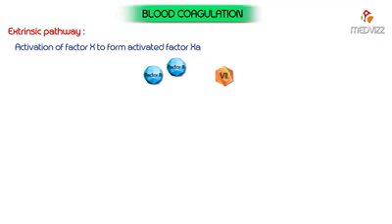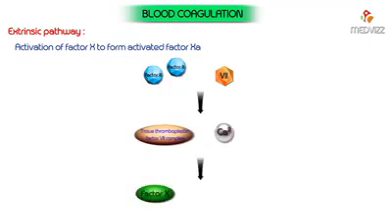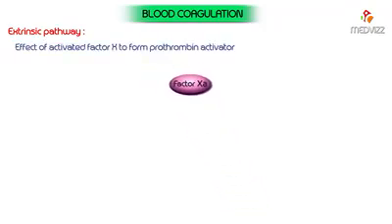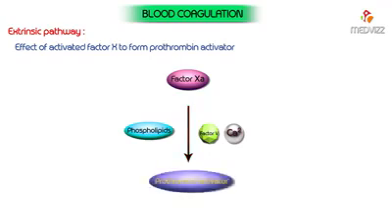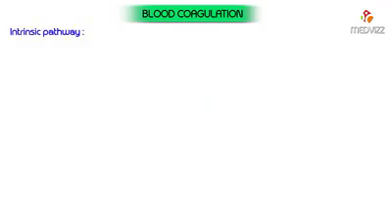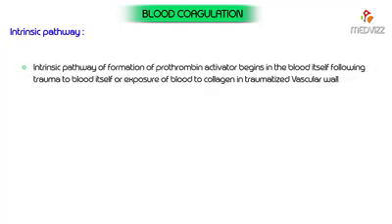Tissue thromboplastin combines with factor 7, which is the stable factor, to form the tissue thromboplastin factor 7 complex, which in the presence of calcium activates factor 10 to form activated factor 10. Effect of activated factor 10 to form prothrombin activator. The activated factor 10, along with the tissue phospholipids or phospholipids released from platelets, factor 5, and calcium, forms a complex which is called prothrombin activator. Intrinsic pathway. The intrinsic pathway of formation of prothrombin activator begins in the blood itself following trauma to blood itself or exposure of blood to collagen in traumatized vascular wall.